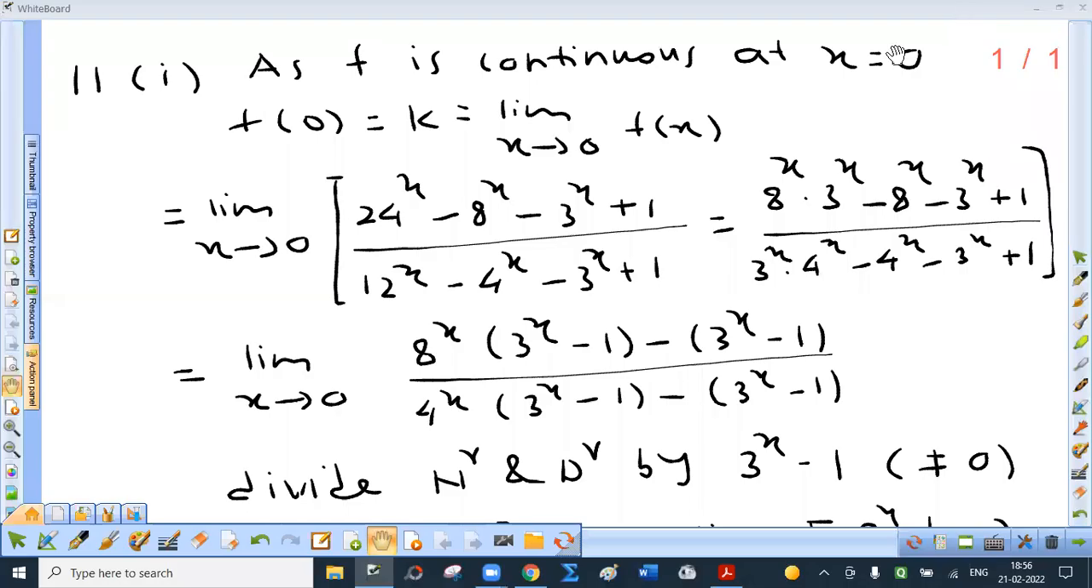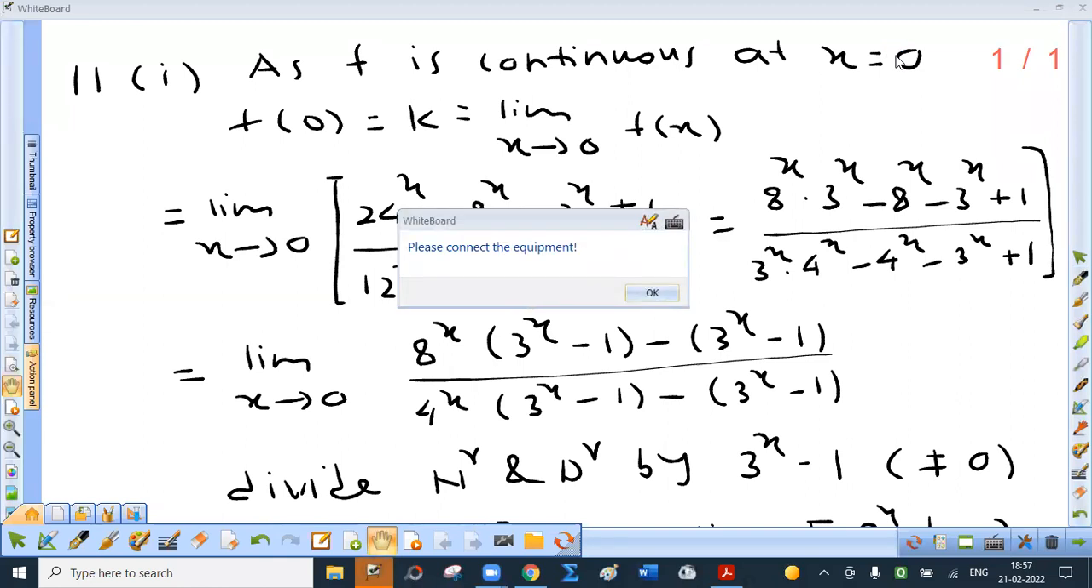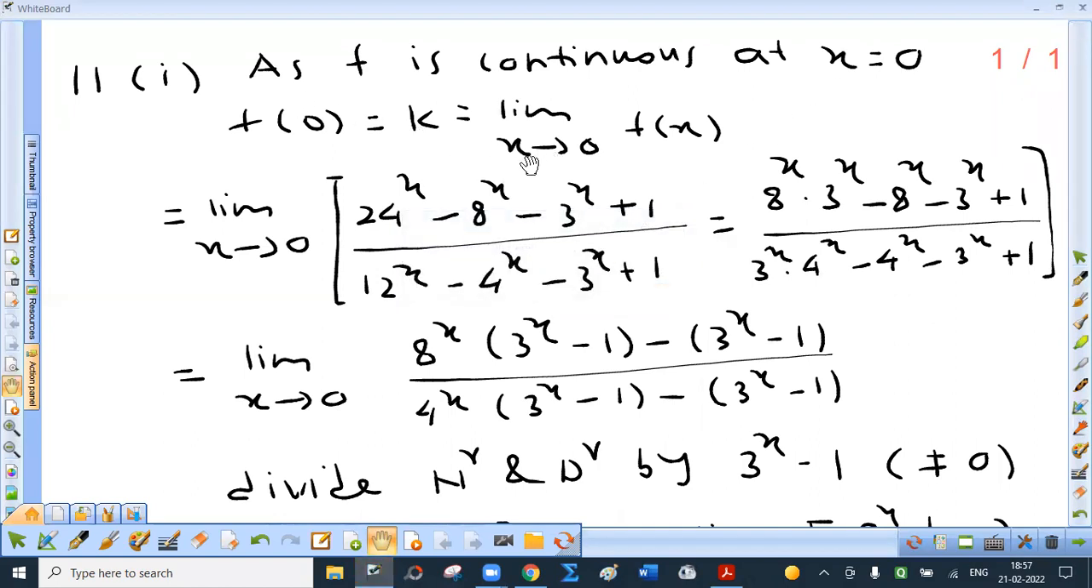11th, first one, if f of x is 24 raised to x minus 8 raised to x minus 3 raised to x plus 1 upon 12 raised to x minus 4 raised to x minus 3 raised to x plus 1 for x not equal to 0, and its k for x equal to 0, is continuous at x equal to 0. Find k. Okay. Now function is given to be continuous. So f of 0, which is k, must be equal to value of this limit. Now how to evaluate limit? What can be done here?